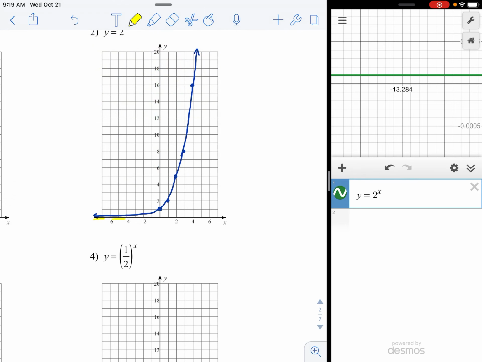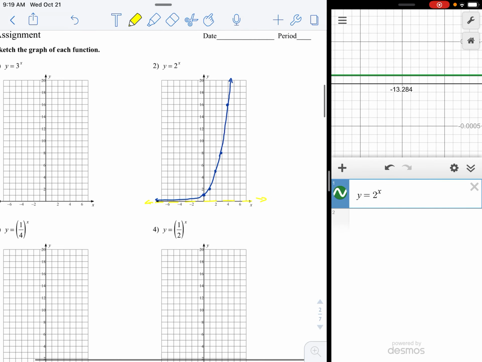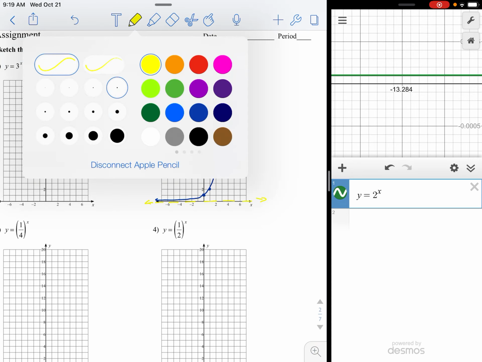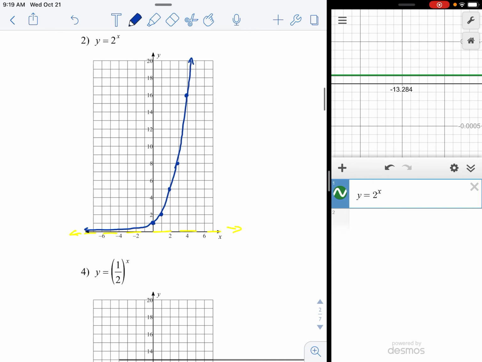You don't necessarily have to draw an asymptote, so I'm going to use a very light color to indicate where the asymptote is. Now let's talk domain and range. Domain is the x values of the function, and this function goes to negative infinity on the left, and it does go to positive infinity on the right. I know it looks like it just goes straight up, but it does continue to go outward forever.